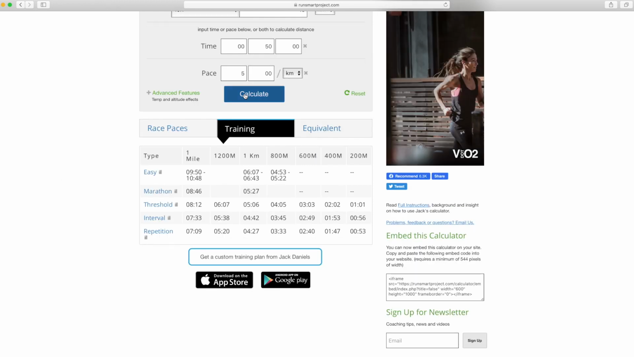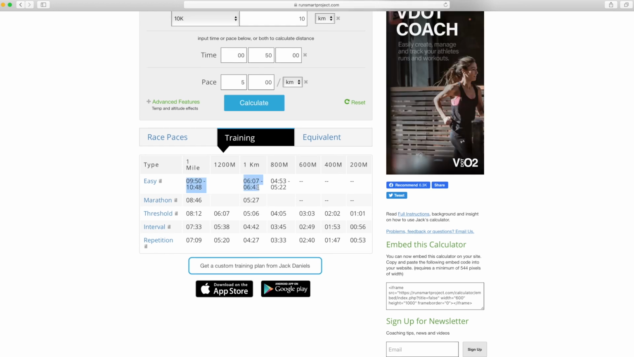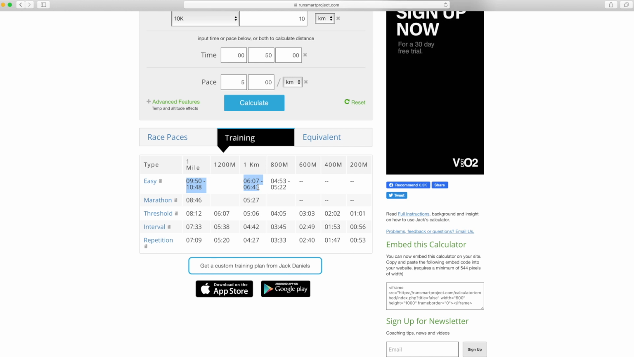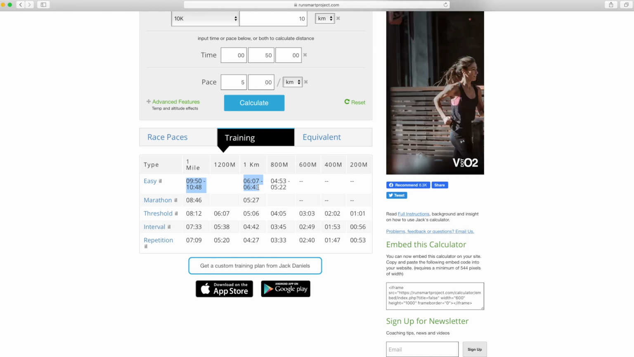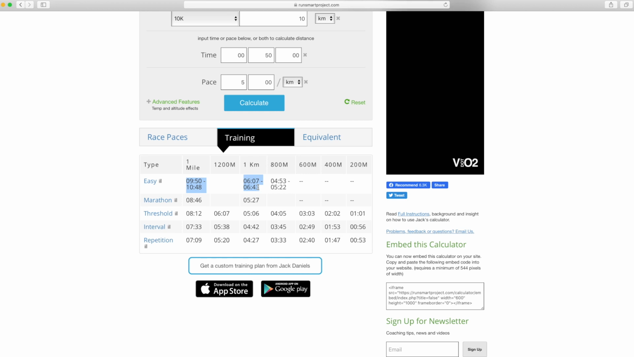We'll move to the training paces. This is the most important tab and the whole point of this video. Easy pace. This is a pace you should be running your easy and long runs, especially during base training phase. Recovery pace can be even slower, but definitely not faster. I go by speed for all my other training paces, but tend to go by heart rate for easy pace, and I find it puts me at the slower end of the range shown by this calculator.